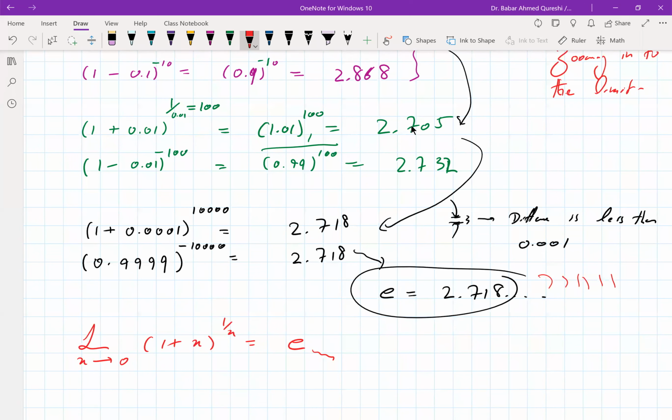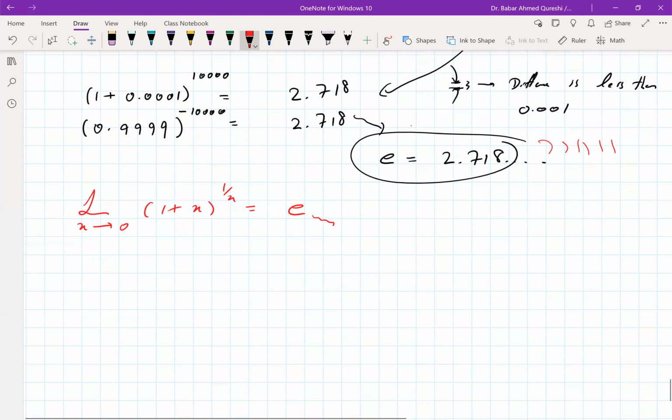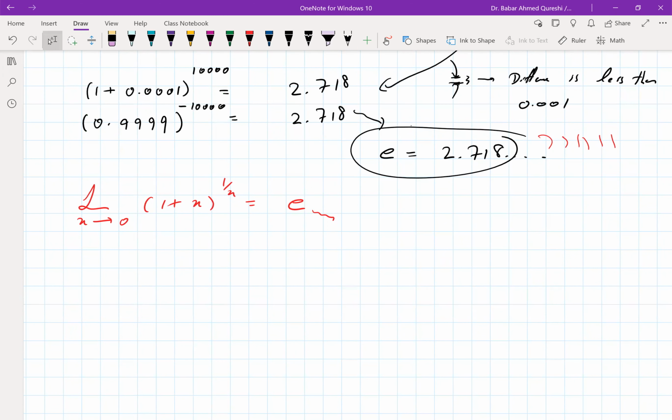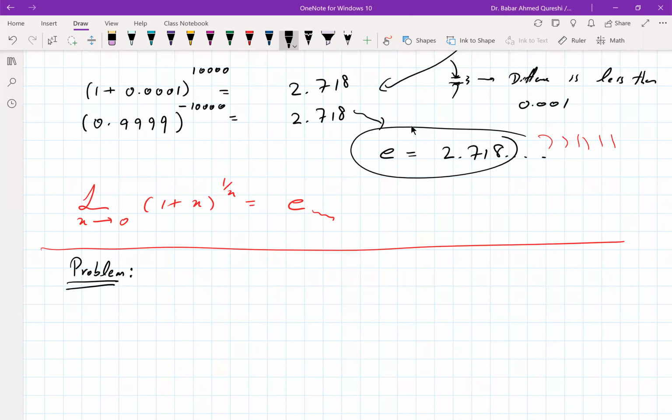Should I do more? Let's do one more. So suppose you want to show, using the definition of limit.